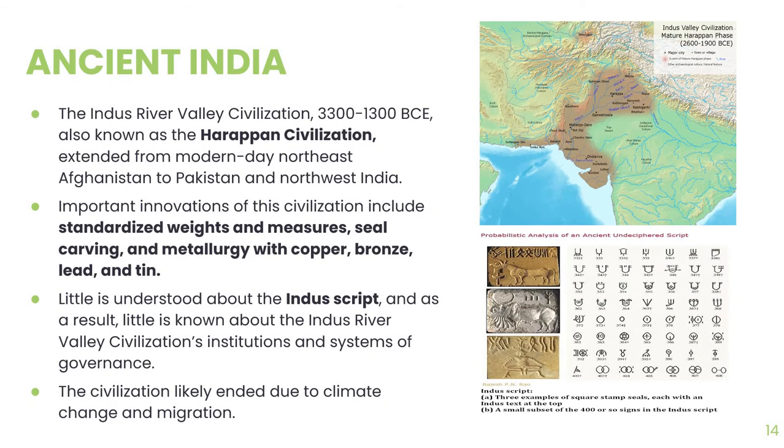And important innovations of these civilizations include standardized weights and measures, seal carving, and metallurgy with copper, bronze, lead. Is it lead? Lead. Sorry. Lead and tin. Okay? Napakayaman siguro talaga ng lupa diyan sa part na yan because it's a tropical area. No? And then there's a portion of desert then sa kabila sa may eastern part.